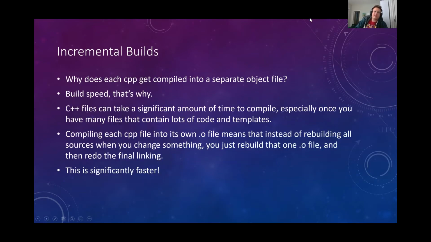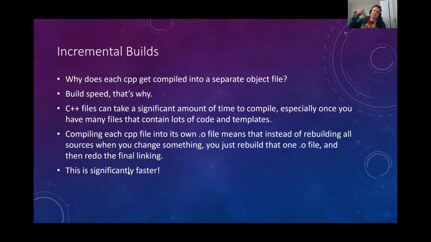So now, another question a lot of people have: why does each CPP have to get compiled into a separate .o file? Why can't you just build all the CPPs at once? Has anyone actually tried that on a big project, building a bunch of CPPs at once into a single .o? I see a lot of my 104 students doing it, so I know some of you have tried. No one tried? All right.